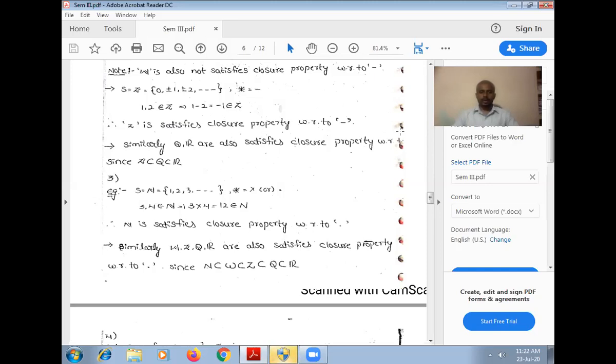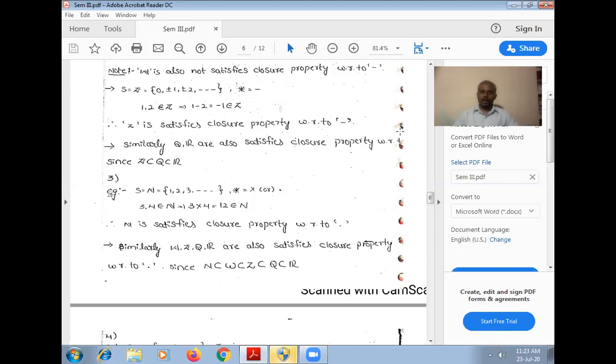multiplication. Now let us take any two elements in N. I am taking here 3, 4. 3, 4 belongs to capital N. So that implies 3 into 4 equal to 12. So 12 is also a natural number. So 12 belongs to capital N. So that means here N satisfies closure property with respect to into or dot. Dot means multiplication.